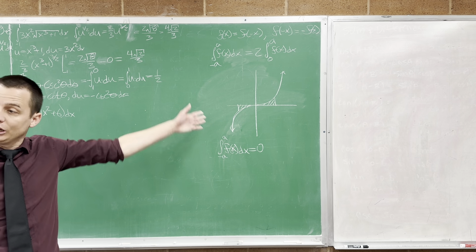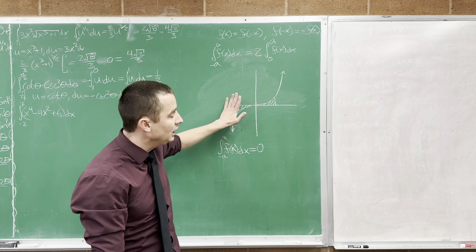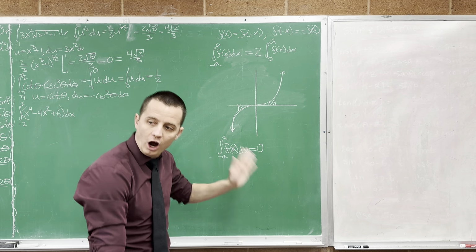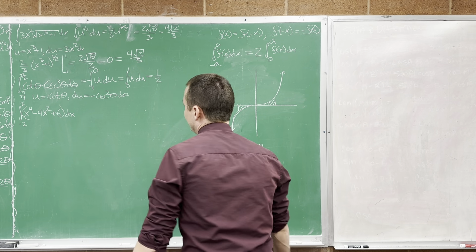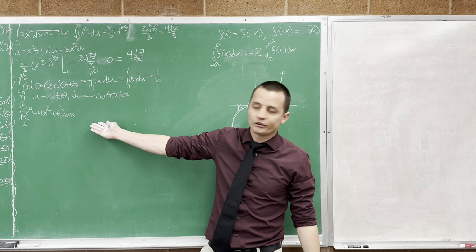Oh, okay. Because they're just going to perfectly cancel it out. So when it's even, it perfectly doubles it. When it's odd, it perfectly cancels it out. You with me? Okay, so now looking at this function, what do we notice right out the door?